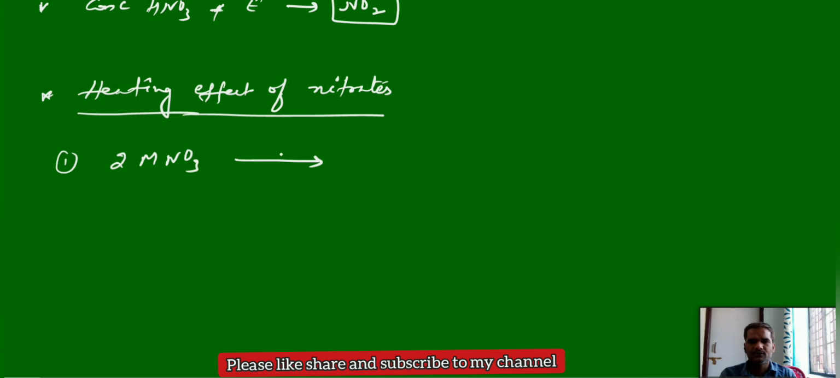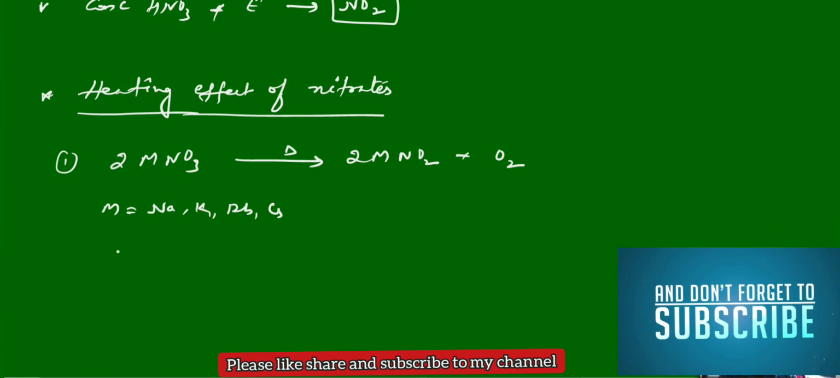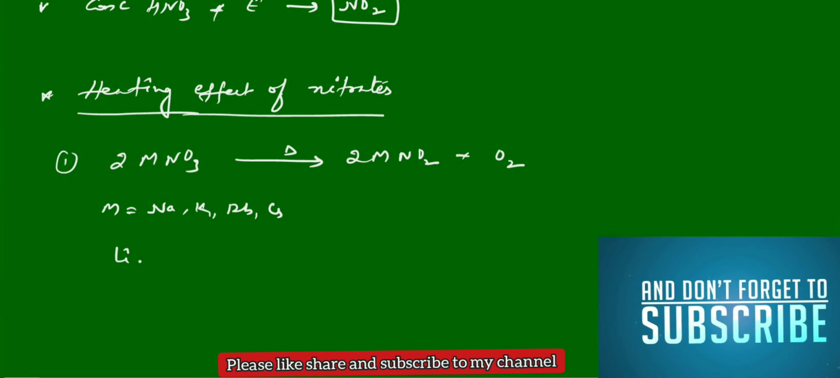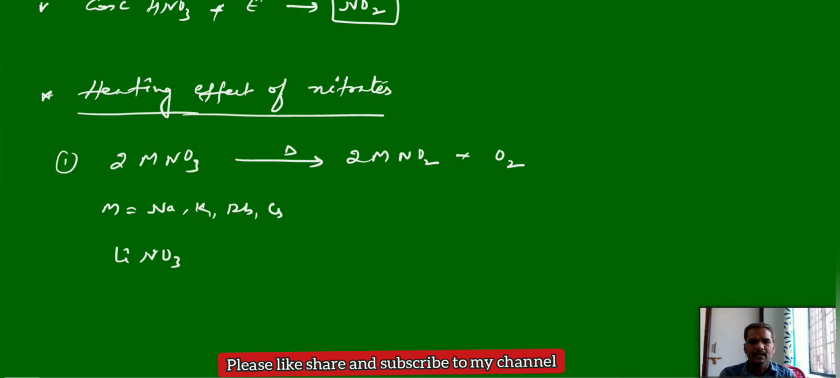can undergo decomposition and they can give metal nitrites and release oxygen, where M you can take as sodium, potassium, rubidium and cesium, except lithium. We know that lithium can show anomalous properties, and if you use lithium nitrate, LiNO3, we will get the product lithium oxide.